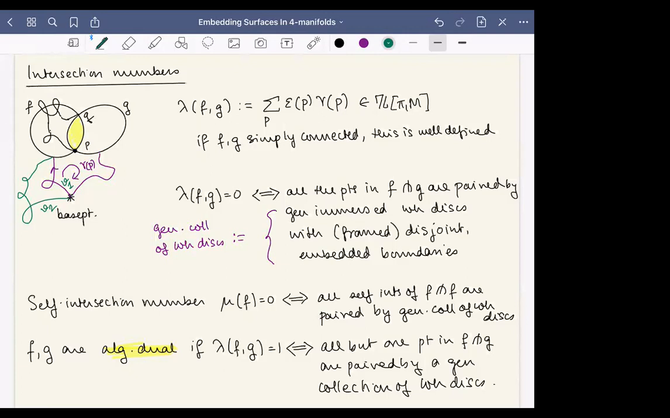If you don't want to be precise and you're just thinking about what's the idea, it's like when you have the quantity 0, it means algebraically you have nothing to worry about. And the quantity 1 means that algebraically there's just one that's left over. I didn't define what geometrically dual means. Geometrically dual means that the geometry does actually match. So you have actually a single intersection, and the others are not just paired by Whitney disks. There aren't any others. There's just a single intersection point. Okay. Other questions?